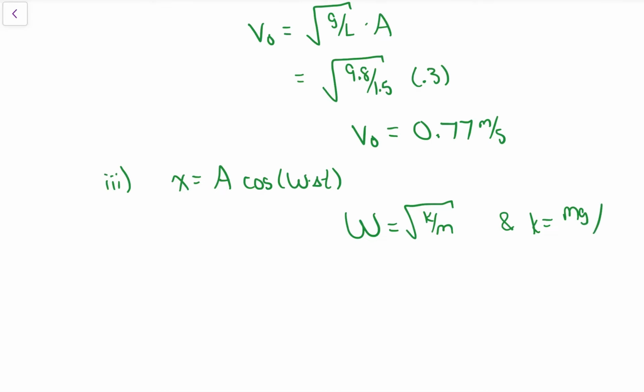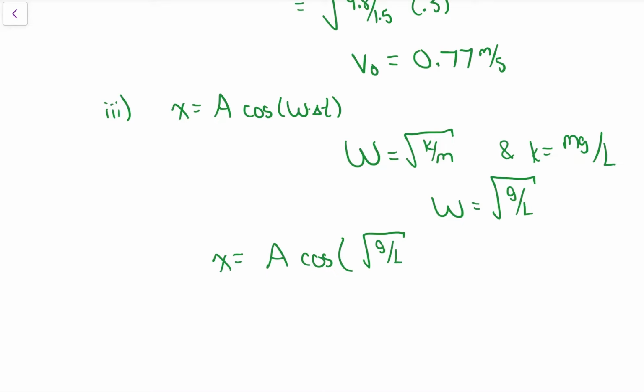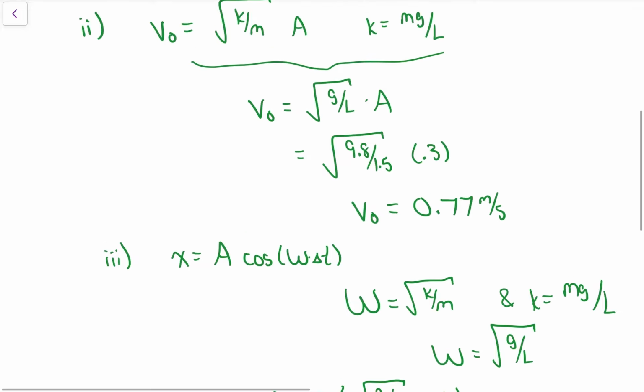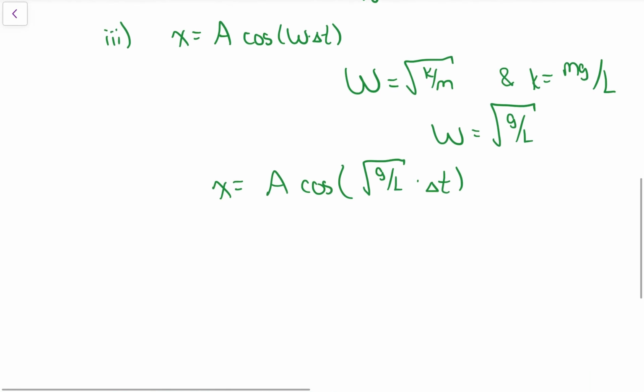And for a pendulum, we know k is mg over L. When we sub mg over L into there, since the k is on the numerator, after the m's cancel, we're left with root g over L. So that means our function for position at a specific time for a pendulum is A cos root g over L multiplied by the time we're curious about. For the question I made up, I was curious about 3 seconds. Now it's plug and chug again.